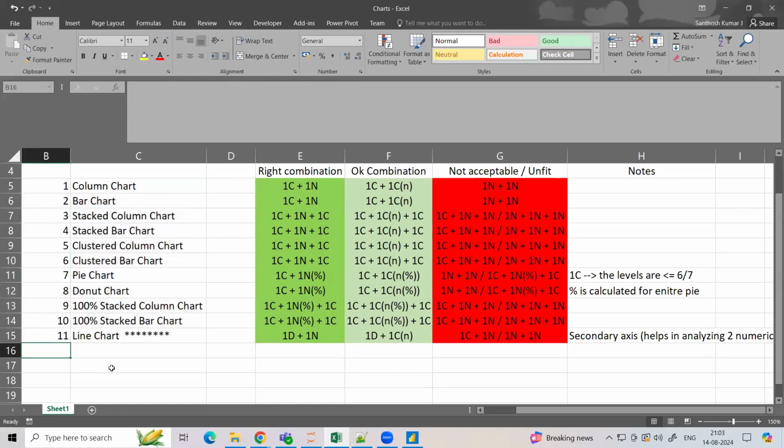Charts are very important because that's the only way you will understand which chart you can use for what type of data. No one will come and teach you that you have to use a column chart, pie chart, or donut chart. You have to have the knowledge to do that. Okay, with that, we'll stop here. We'll continue in the next class.